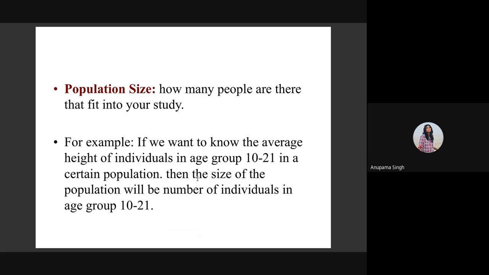For example, if we want to know the average height of individuals in the age group of 10 to 21 years in a certain population, then the size of the population will be all the individuals, whether they are girl, boy, third gender, whatever. So all the individuals in the age group of 10 to 21. You don't have to take all the people from age 0 to age 85, right? You have to know the number of individuals in 10 to 21 only.